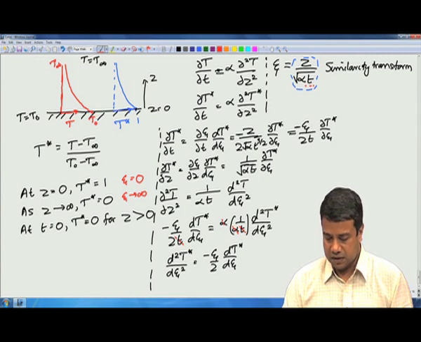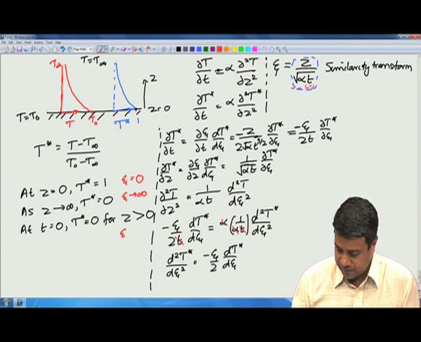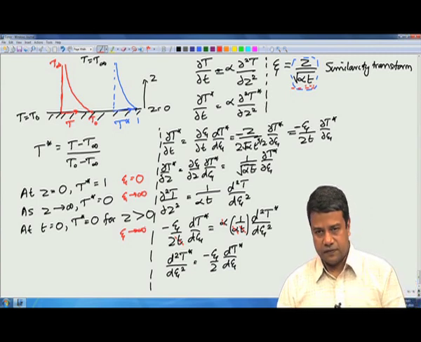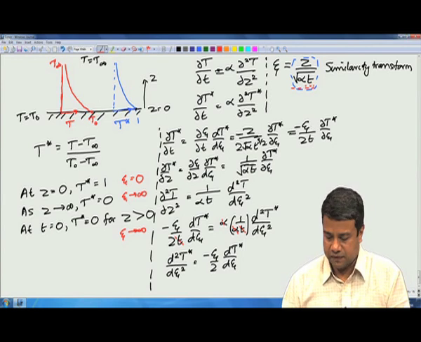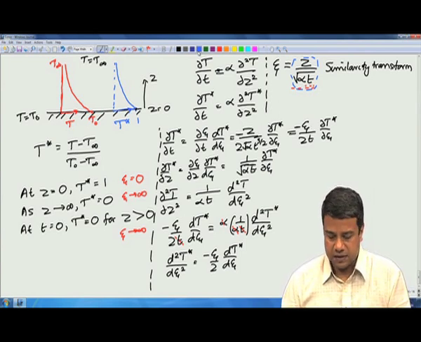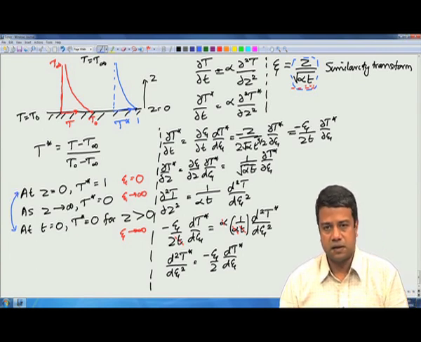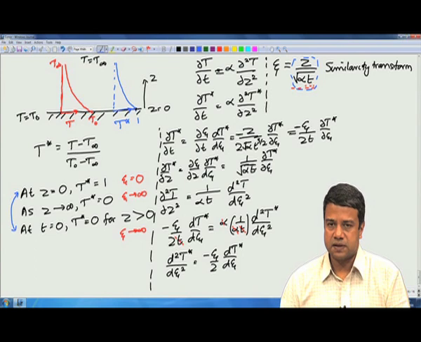The initial condition at t is equal to 0, the similarity variable is equal to z by root alpha t. So, for all z greater than 0 at t is equal to 0, this similarity variable psi goes to infinity, because if t is equal to 0 and z is greater than 0, psi tends to infinity. And you can see that I had two boundary conditions here, z is equal to 0 and z tends to infinity, and one initial condition, t is equal to 0 in the original problem. In terms of the transformed problem, these have reduced to identical conditions in terms of psi. That is required for consistency.